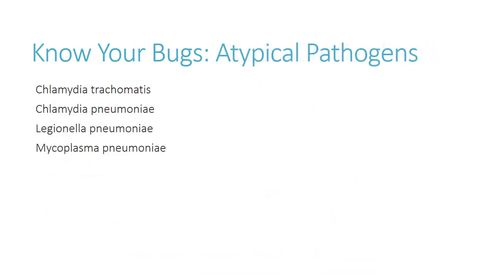Okay. Also, we'll talk about atypical pathogens. So when you hear things like atypical coverage, you hear about atypical pneumonias, this is what we're talking about. These include things like the Chlamydia species, so Chlamydia pneumoniae, trachomatis, Legionella.